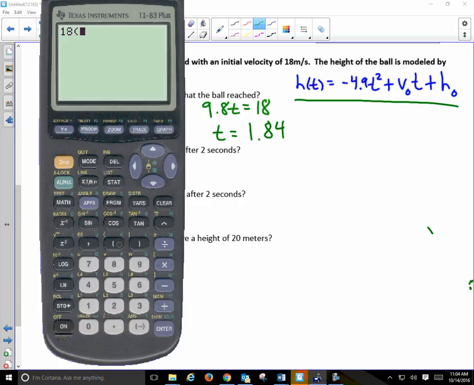So 18 times 1.84 minus 4.9 times 1.84 squared. We get 16.53 meters. That is the maximum height.